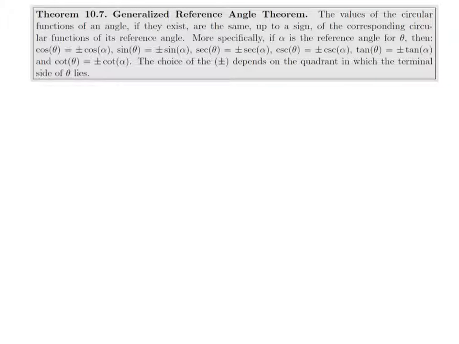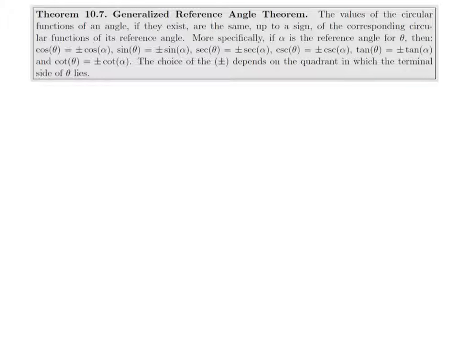All right, Theorem 10.7, the Generalized Reference Angle Theorem. The value of the circular functions of an angle, if they exist, are the same up to a sign as the corresponding circular functions of its reference angle. So this works for cosine, sine, secant, cosecant, tangent, and cotangent. The only thing that we really have to worry about, therefore, is what is the reference angle, and then for the plus or minus choice, what is the quadrant of the terminal side.